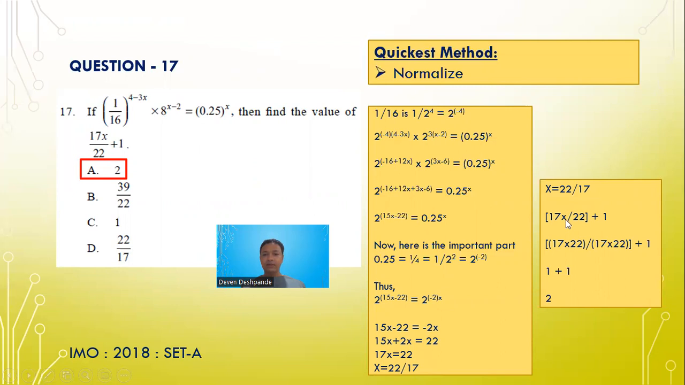So here 17x upon 22 plus 1, what is x? 17 into 22 upon 17 into 22, isn't it? When you put the value as 22 upon 17, it will look like this. So again, 17 cancels 17 and 22 cancels 22. So this will be 1. So 1 plus 1 is 2. So the correct option is 2.